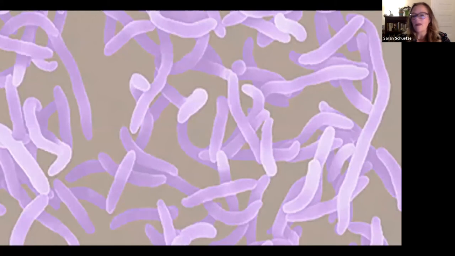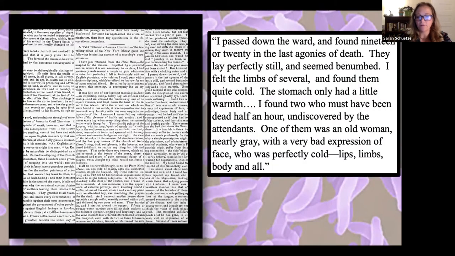Willis ended his account with frustration about the medical professionals he encountered when he wrote, quote, "My blood boiled from the beginning to the end of this melancholy visit." Distrust of medical professionals, like Willis's, at this time could be observed through the pages of popular periodicals during the epidemic in the US.